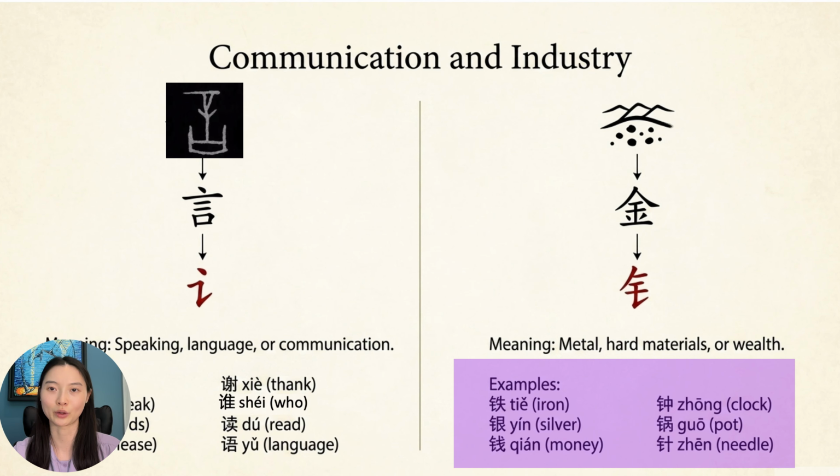The metal radical, 金字旁, from 金, gold. 铁, iron, and 地铁, subway. 银, silver. 钱, money, originally metal coins. 钟, a clock or bell. 锅, a cooking pot. 针, a needle.